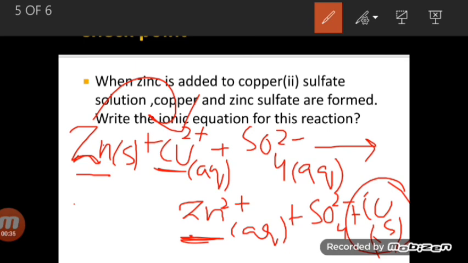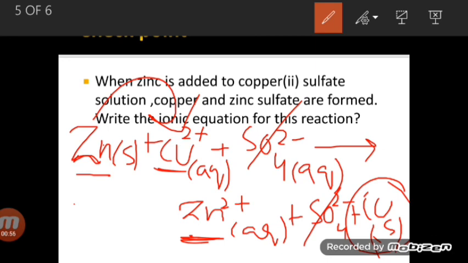So after cancelling out the spectator ions, the reaction will be changed. Now which ones are the spectator ions over here? Sulfate ions will be the spectator ions over here, as they are present in the aqueous state, plus they are not taking part in the reaction, right? So that's why they will be the spectator ions.